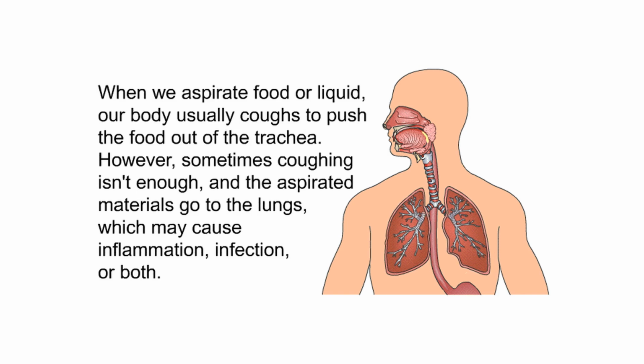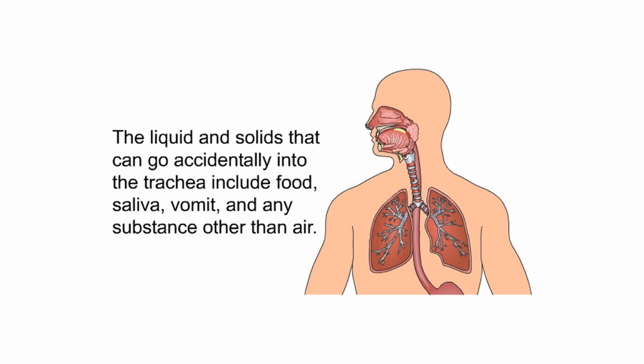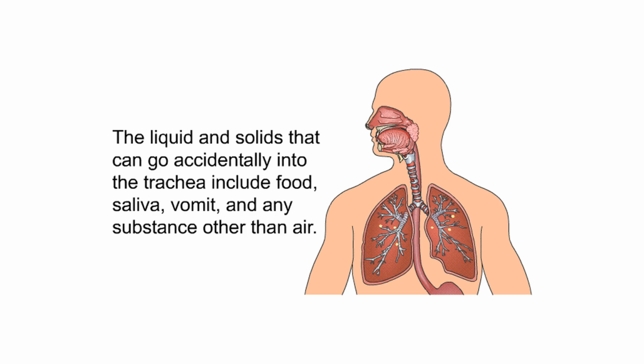When we aspirate food or liquid, our body usually coughs to push the food out of the trachea. However, sometimes coughing isn't enough, and the aspirated materials go to the lungs, which may cause inflammation, infection, or both. The liquid and solids that can go accidentally into the trachea include food, saliva, vomit, and any substance other than air.